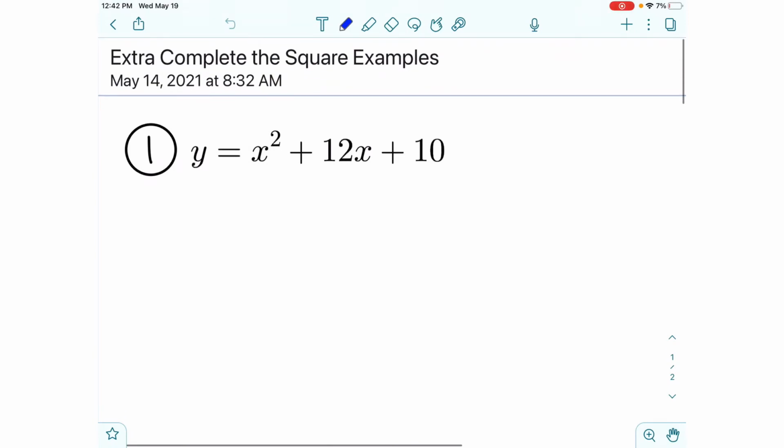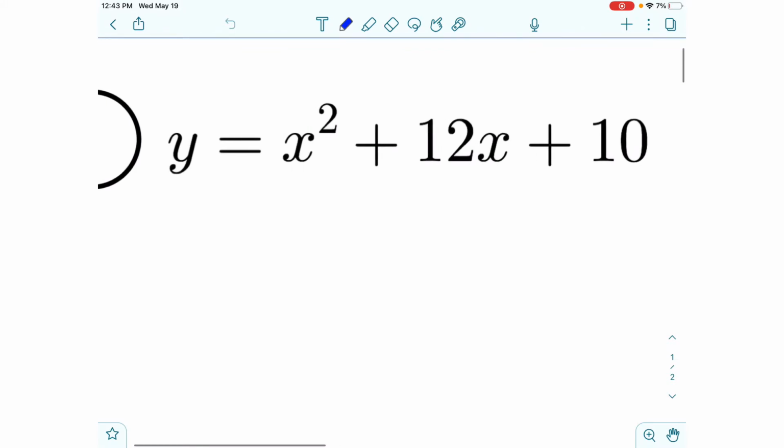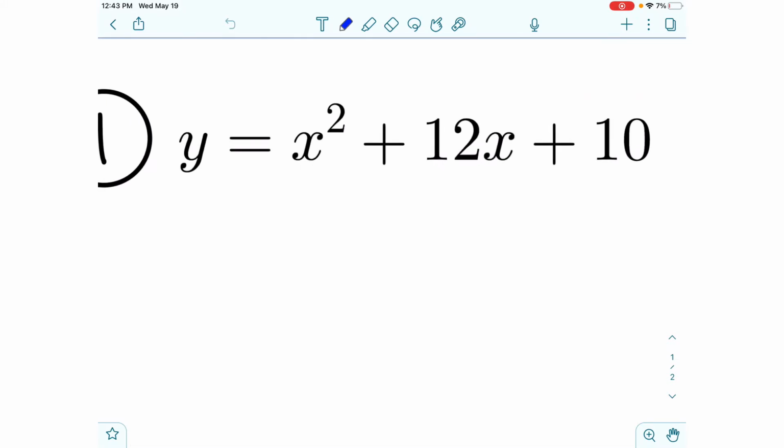Guys, I'm here to give you a couple extra complete the square examples. So this is the first one. If you want to take a second to write it down, you can pause the video and do so.